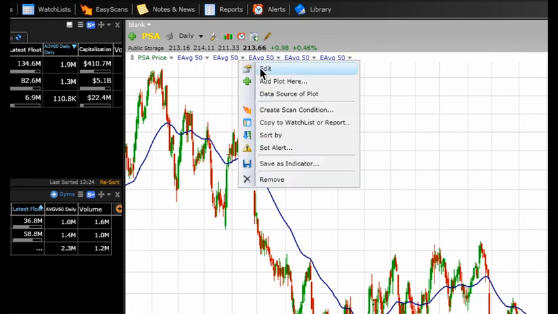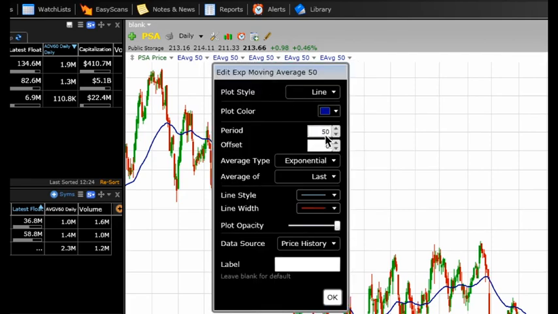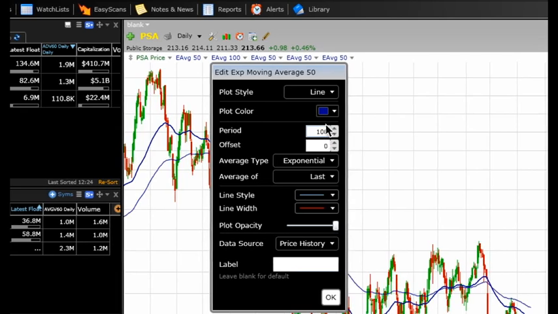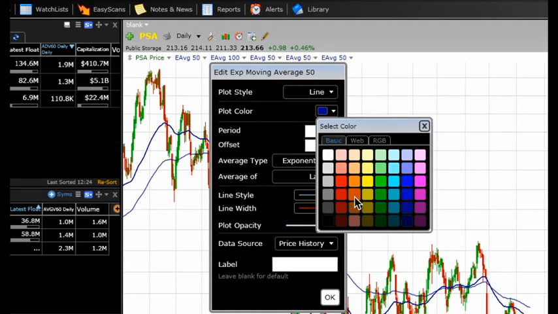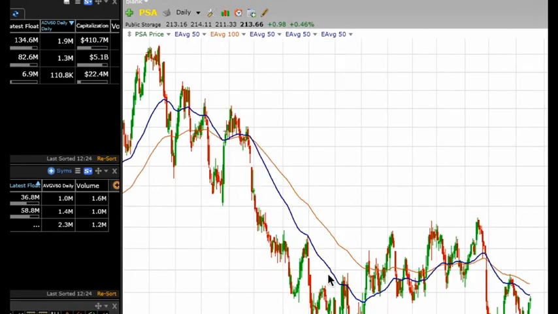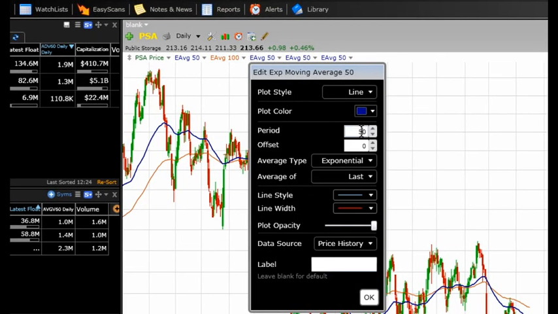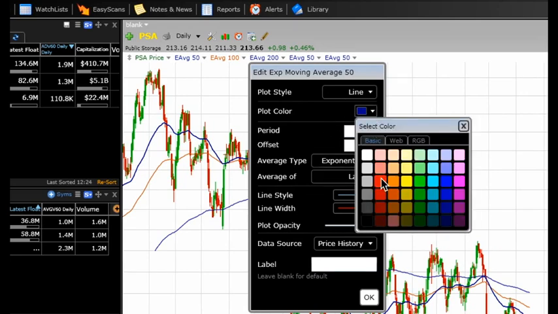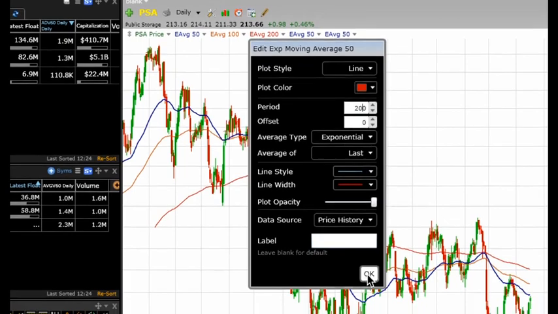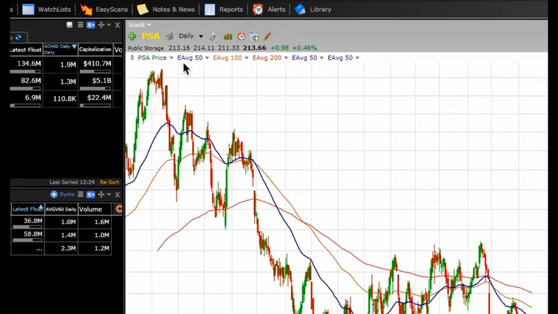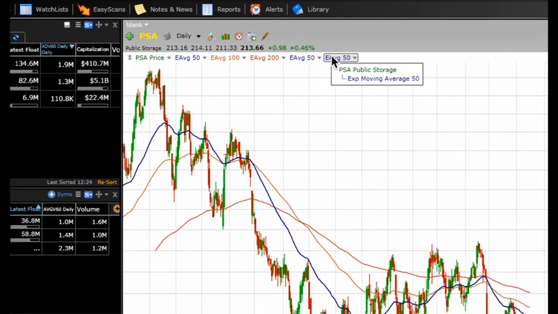So I'm going to click edit. 100 moving average. I can use orange. Next one is my 200, which I'll use red. Color red. Okay. So I've got my 50, 100, and 200 moving averages. These are the longer term moving averages. Now I'm going to put my 6 and 18. This is for my crossover signal, right?